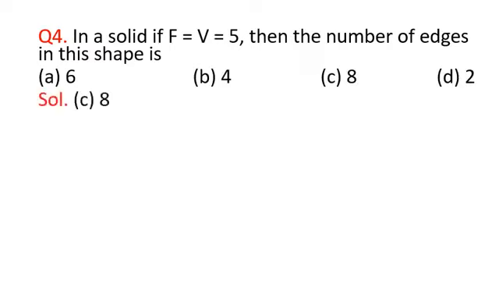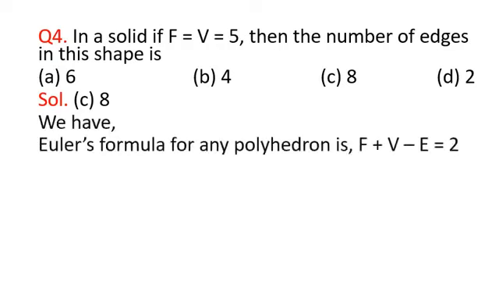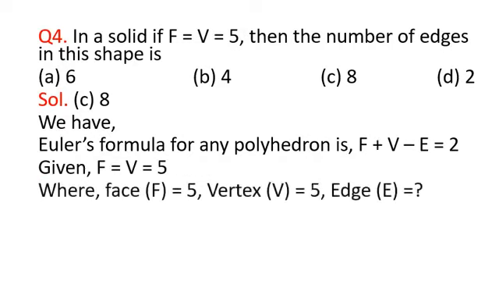So the answer is 8. First, how will the answer be 8? We will solve it using Euler's formula. We know that this is the criterion for a solid to be a polyhedron: F plus V minus E is equal to 2. Putting the values of F and V, and E is unknown, so we will let it be E, or you can take any other variable in place of E. F is equal to V is equal to 5, as given in the question. Then putting in the values of faces, vertices and edges.